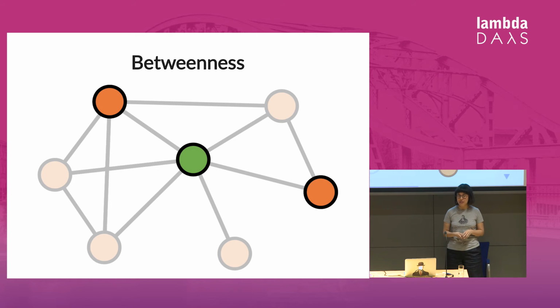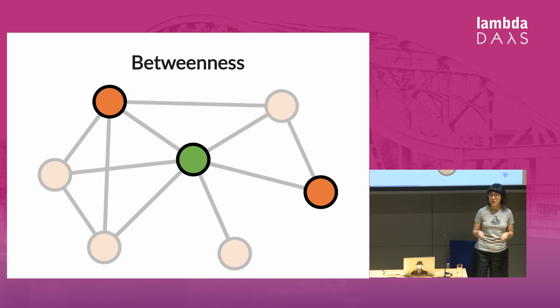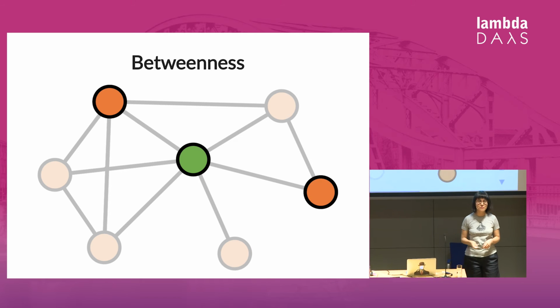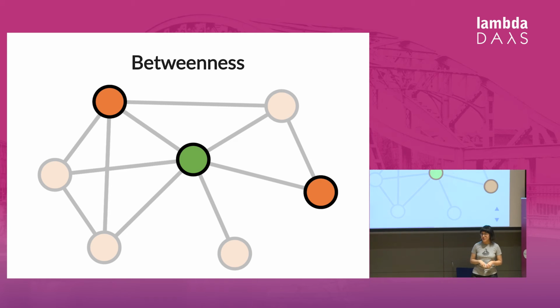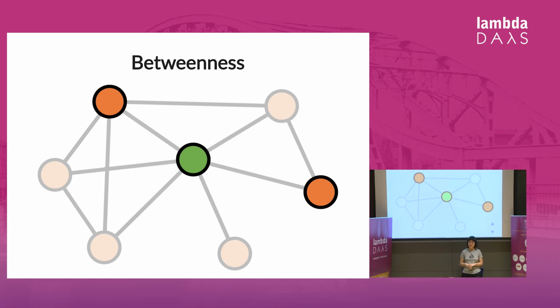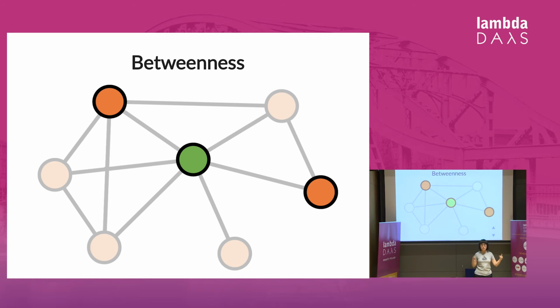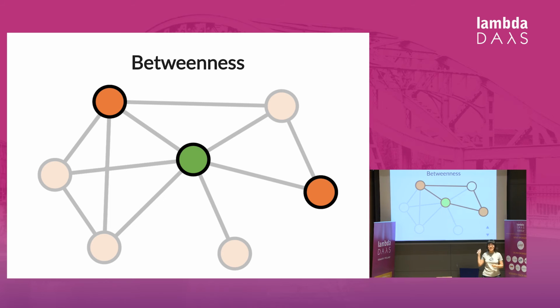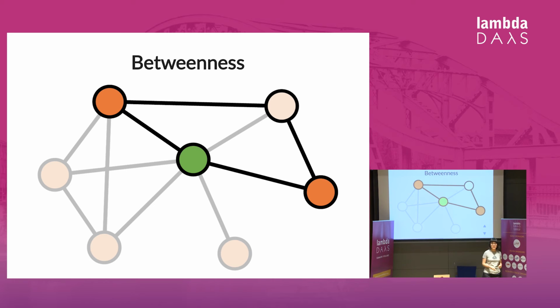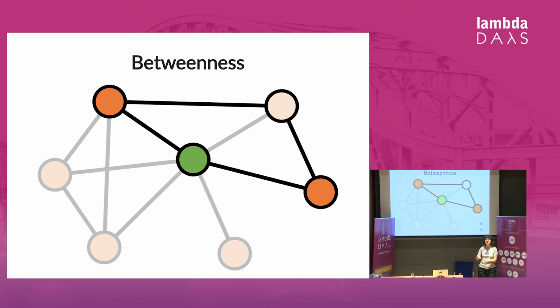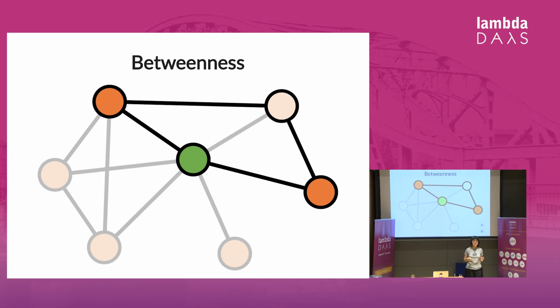So this guy, for example, if these two orange guys want to talk to each other, they have to talk through the green guy, because they don't know each other directly. So the green guy is very important for connection between these two. But if we take these two guys, if they want to talk to each other, they can use two different paths between themselves. So the green guy is not that important, because if he disappears, then they can still talk to each other. So betweenness measures this.